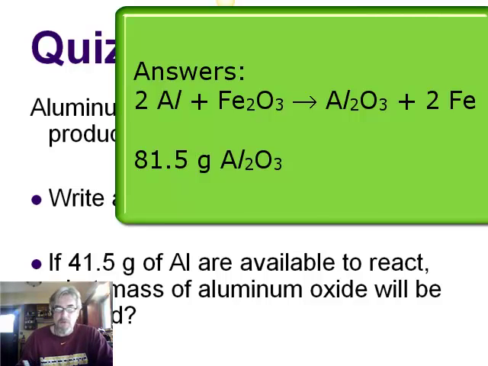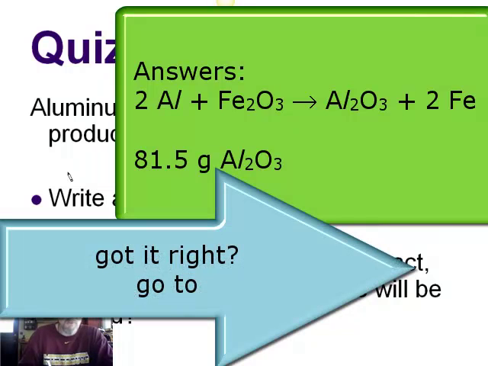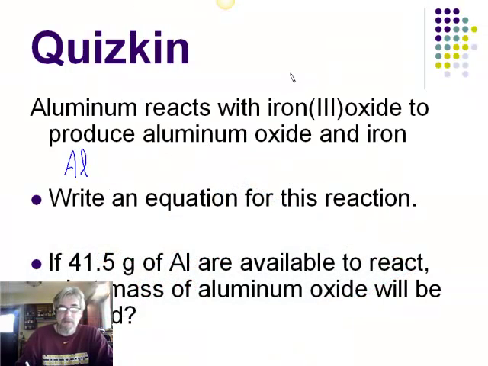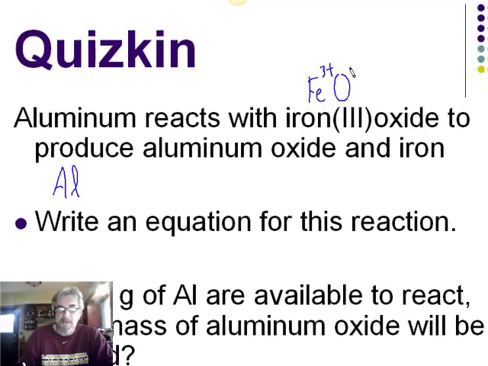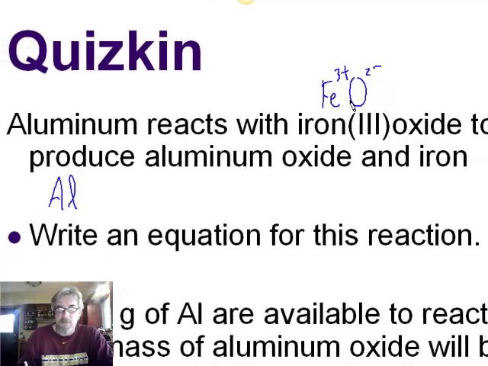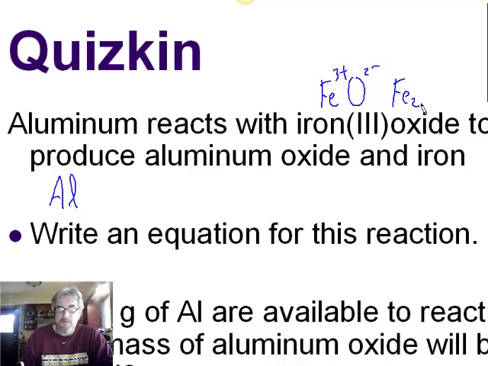Okay, let's write the equation for this reaction. First of all, aluminum is a metal. It's an element, and I'm just going to write Al. Iron(III) oxide, how would I write that? Iron is Fe3+ in this case. Oxygen makes a 2- ion, so when I charge swap, I get Fe2O3. So aluminum is reacting with Fe2O3, and it's producing, there's my arrow, aluminum oxide.